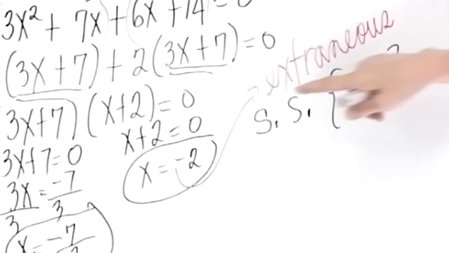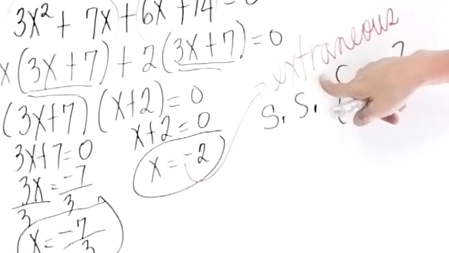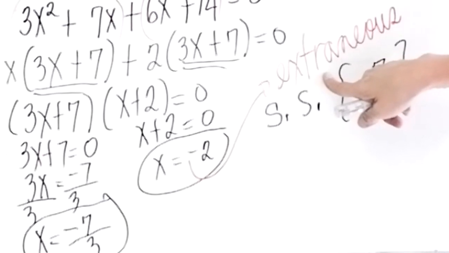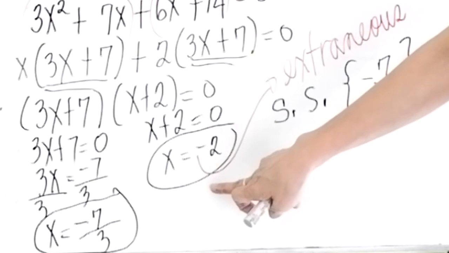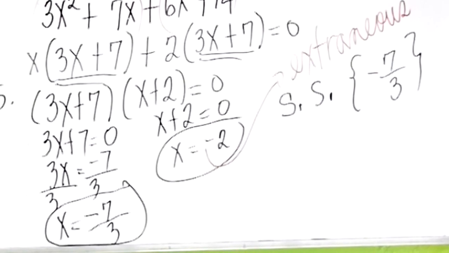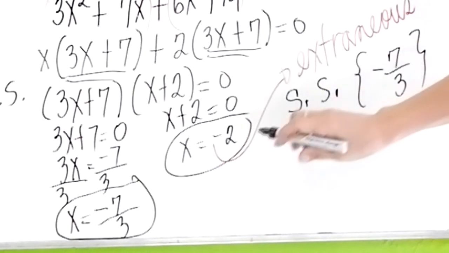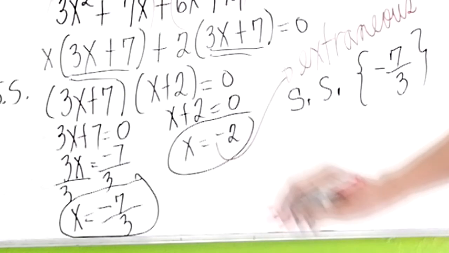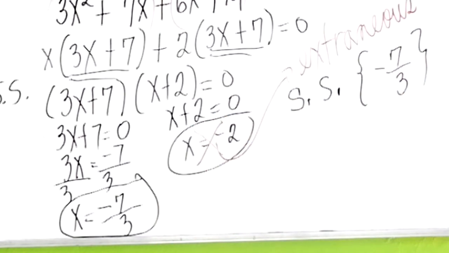Extraneous solution comes from the root word extra. It is an extra solution that you are able to get here, but since the domain doesn't allow it to be in the solution set, you cancel it. So in the solution set, this is cancelled, and you will only have negative 7 over 3 as your final solution.